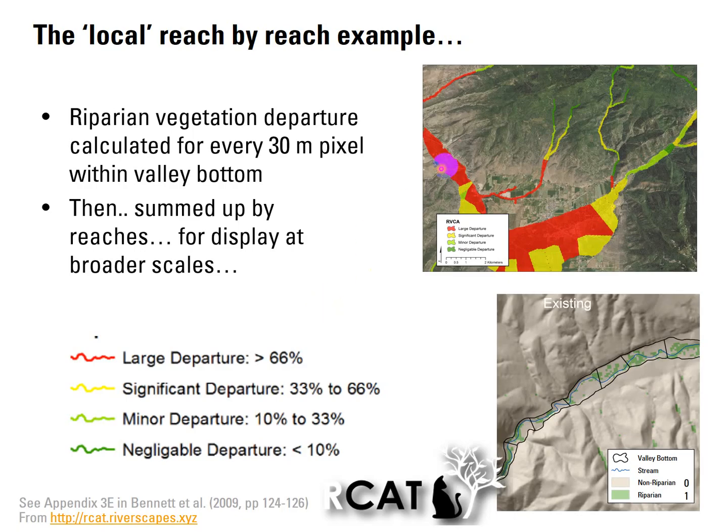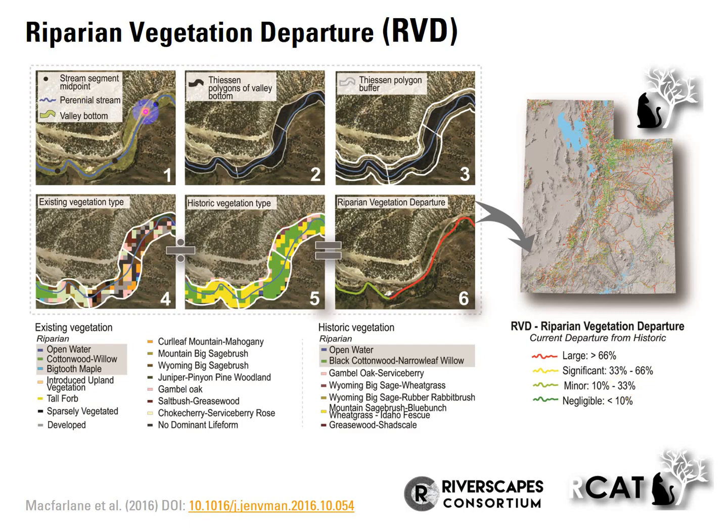Okay, and so on a reach-by-reach basis, we lump it into some categories. We actually calculate a numeric value, a proportion, a percent departure. So in this reach, it might be a large departure, greater than 66%. In this reach, a significant departure, 33 to 66%. A minor departure, etc. And this is another way of illustrating that. This is out of a paper that Wally McFarland and others published. And then this is an example of that model being applied to the whole state of Utah. Okay. So this is a really useful way of looking at riparian conditions and the thing that can grow vegetation.